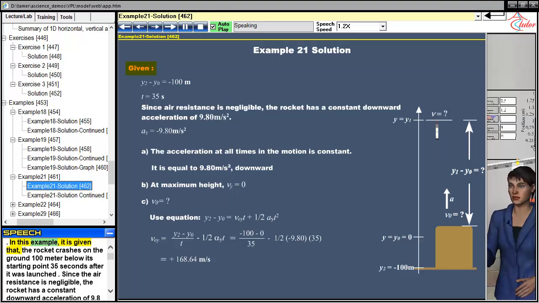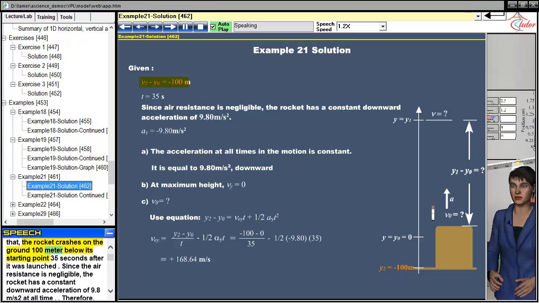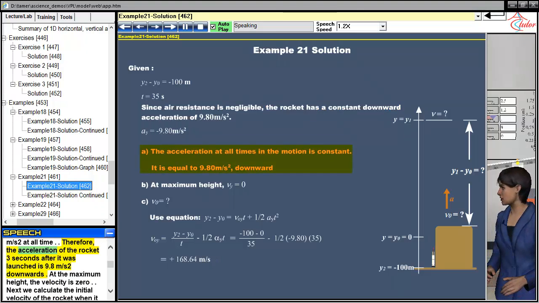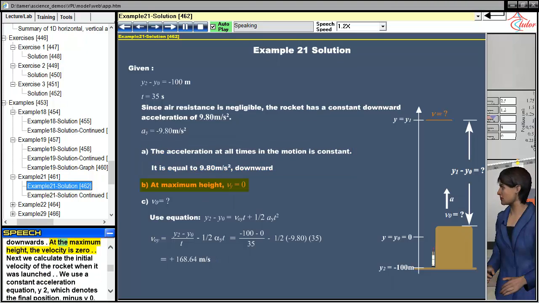In this example, it is given that the rocket crashes on the ground 100 meters below its starting point, 35 seconds after it was launched. Since the air resistance is negligible, the rocket has a constant downward acceleration of 9.8 meters per second squared at all time. Therefore, the acceleration of the rocket 3 seconds after it was launched is 9.8 meters per second squared downwards. At the maximum height, the velocity is 0.